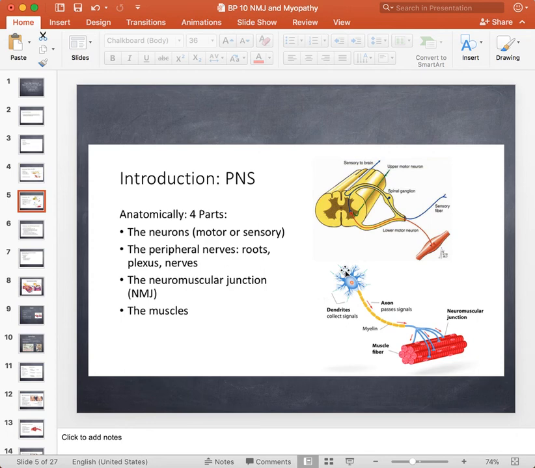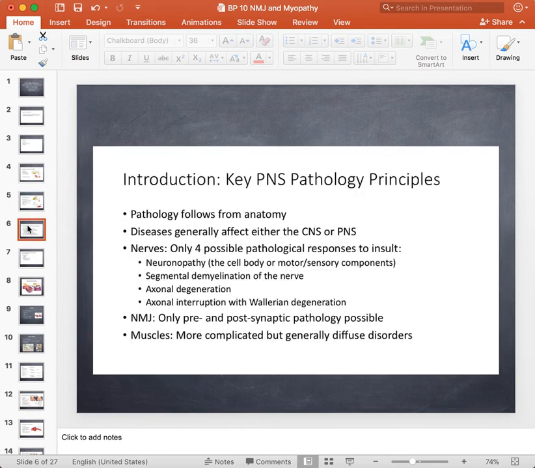So anatomically, we have four parts. Again, this is just review, but you have the neurons, be they motor or sensory: sensory, dorsal root; motor, ventral root. You have your peripheral nerves, which consist of the roots, the plexus, and the nerves themselves. Then you have the neuromuscular junction, and then you finally have the muscles. And that's it. We are down near the end, at the neuromuscular junction and the muscles today.